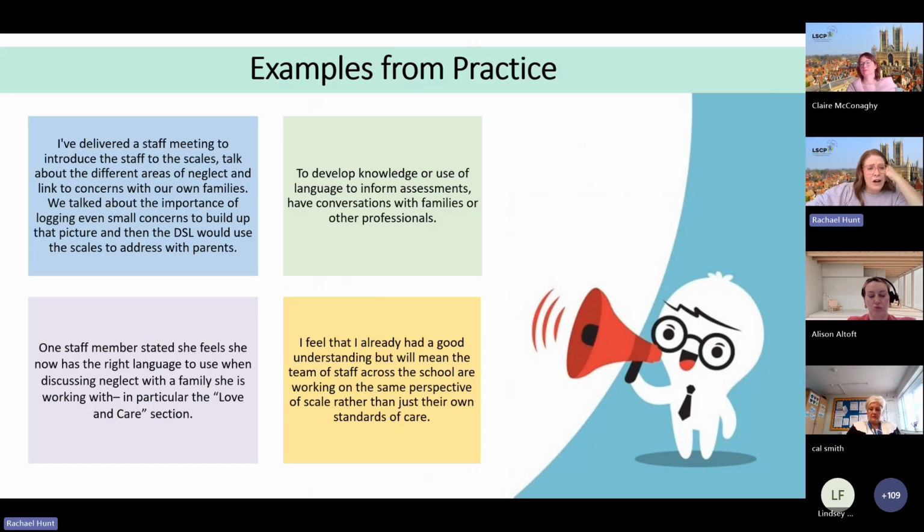So we've got a couple of things which are quite similar to what people have shared in the chat. One person delivered a staff meeting and introduced all of the staff to the scales, talked about the different areas of neglect and linked those concerns with their own families. And I think that was one of the things we really wanted to do in designing the resource, that you can link that to your own practice. It's relevant to everybody, which sometimes is a challenge for multi-agency training. But the resource can absolutely be used by yourselves, by a team, understanding what your families need in your service.